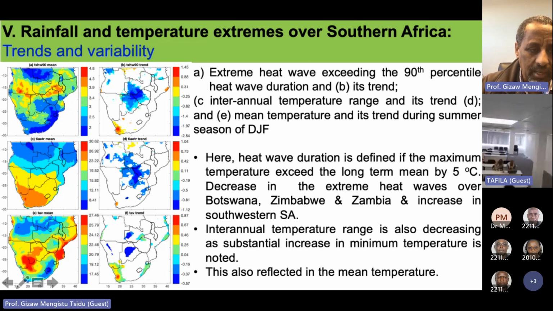And if you look at the interannual temperature range and how this evolves over time, you see under panel D here, interannual temperature trend, and it's shown by the color blue. Blue means negative. So there is a decrease. This difference between minimum and maximum temperature is decreasing over this region. So the distinction between cold and warm periods is decreasing this time.